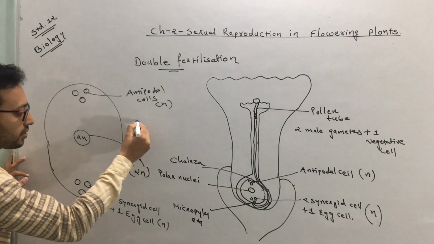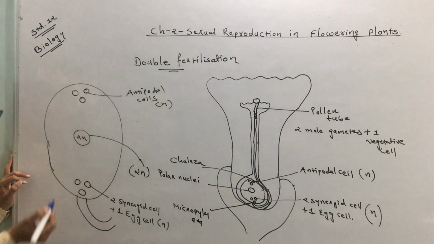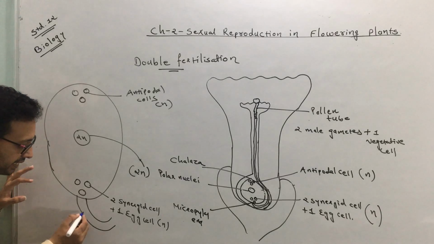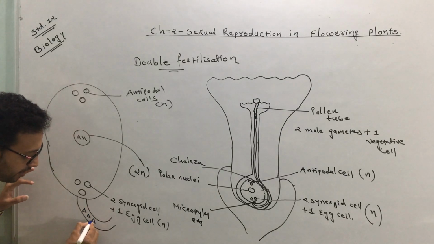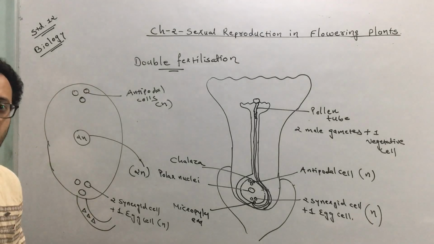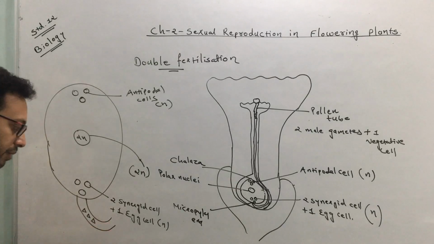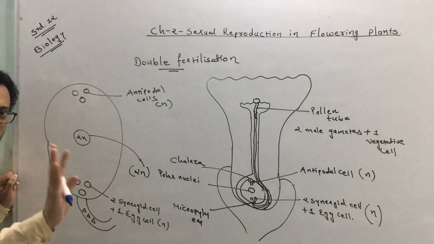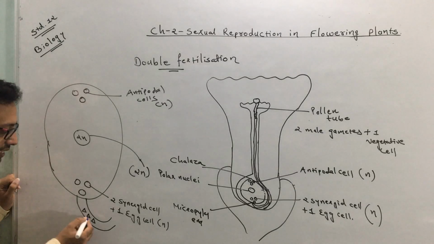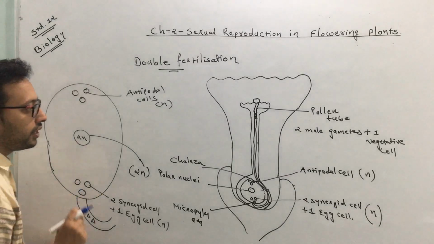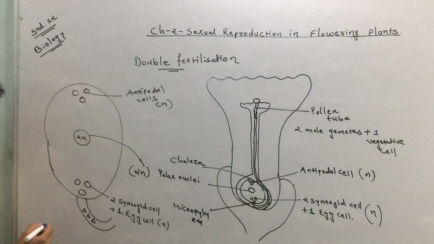Now what happens? Entry of the pollen tube. Assume that this is a pollen tube; I have shown just half of it, and it contains 3 cells. For easy understanding I am drawing a triangular shape, but actually it is spherical, so you have to draw it circular. Which 3 cells are present in the pollen tube? 2 male gametes and 1 vegetative cell.